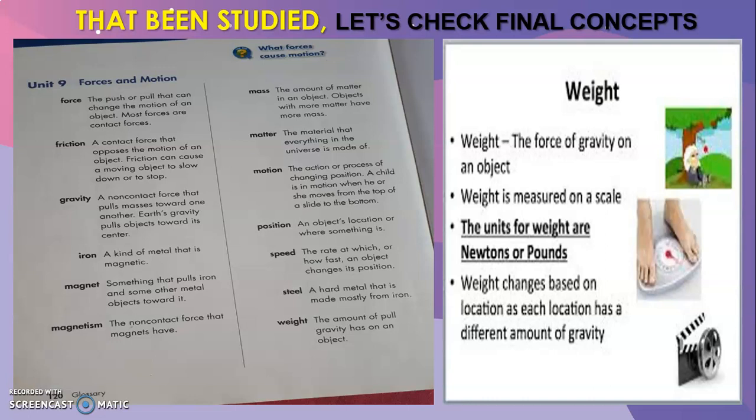Then we have motion and position. John Michael, can you lend me a helping hand and read? Motion. You can read with your British accent. The action or process of changing position. A child is in motion when he or she moves from the top of a slide to the bottom. Motion has to do with movement, okay? When you alter the position of an object, you alter its motion. Position, an object's location or where something is.